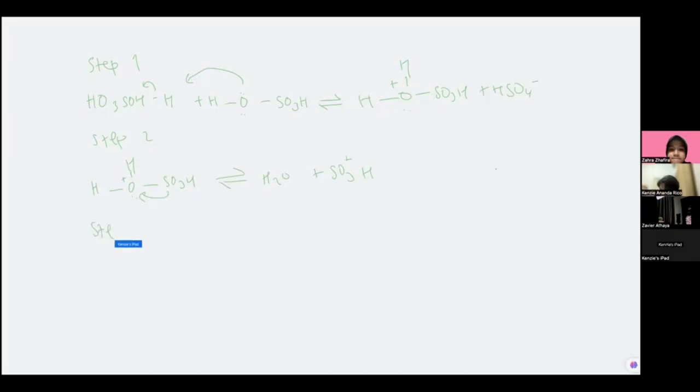And for the last step, the third step, H plus gets removed from the SO3H plus to form H3O plus and SO3. It will look like this. And that's it for the first question. On to the next question.